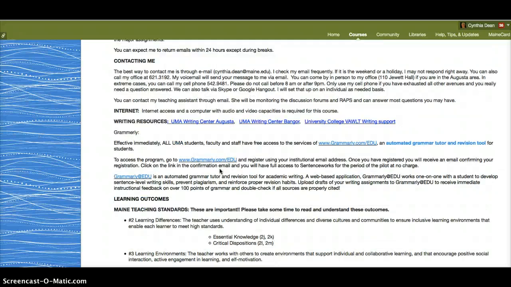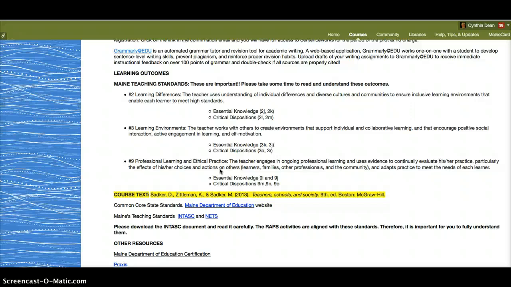Here are some writing resources for you, and here are the learning outcomes. They are aligned with the main teaching standards. The main teaching standards are comprised of the INTASC and NETS standards. You're going to look at those this week as part of your work. We're going to talk more about it next week. These are the 3 standards or outcomes for this particular course. I'd like you to spend some time looking at these.